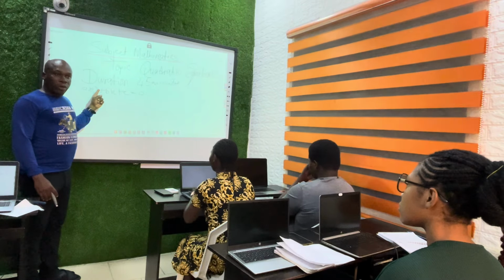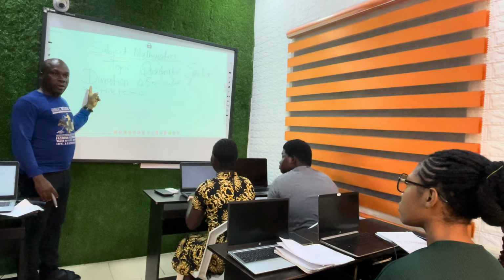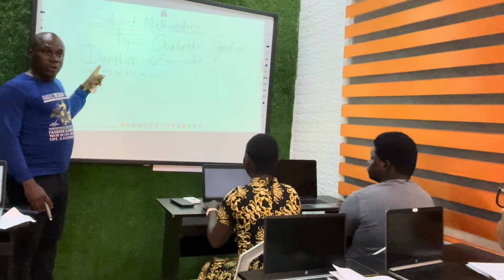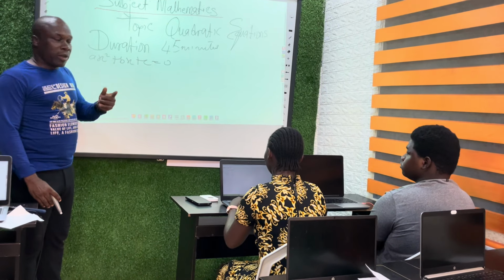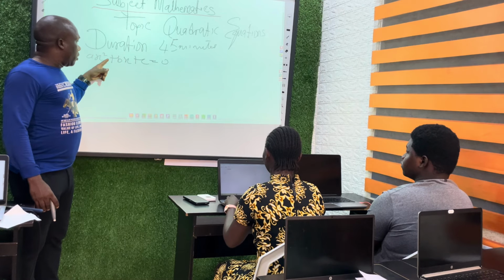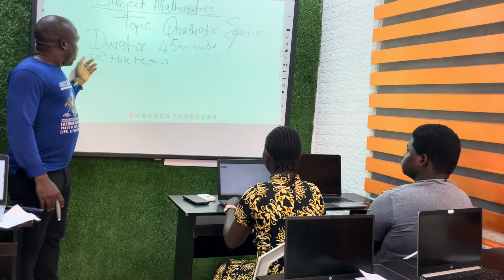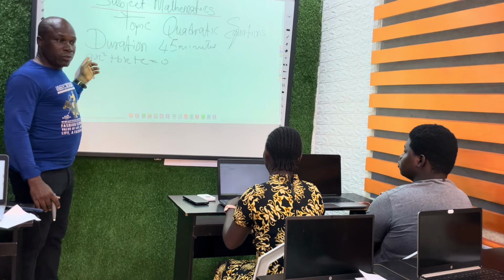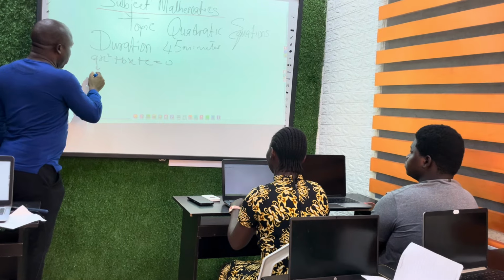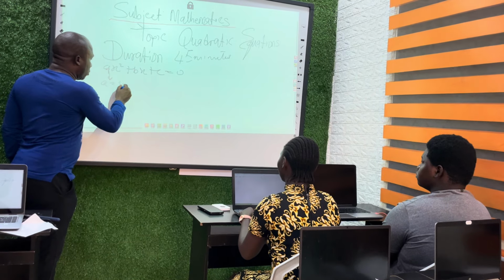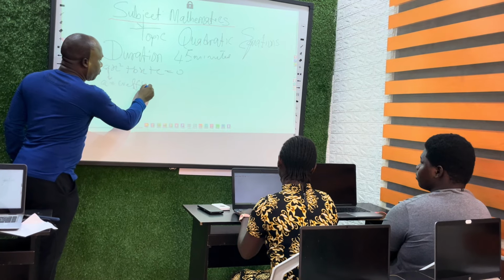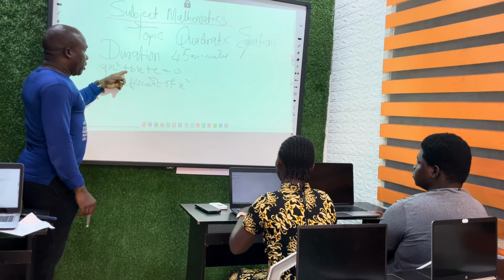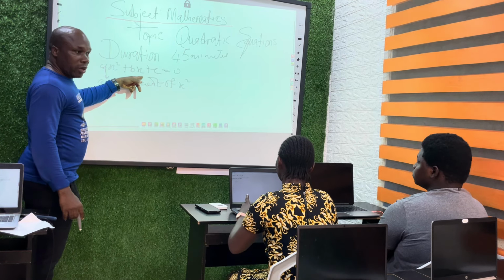Because the x here is of order 2. Order means the highest index of x, which is 2. The power of x is 2. You call it power or order. ax squared plus bx equal to c. So now let me define these entities. This a is what we call the coefficient of x squared. Then b is the coefficient of x. And this c is a constant.